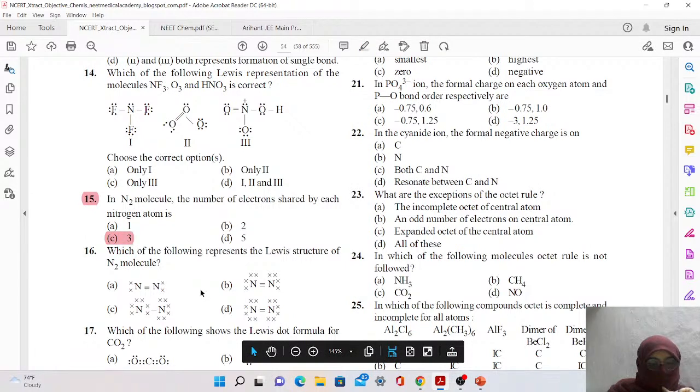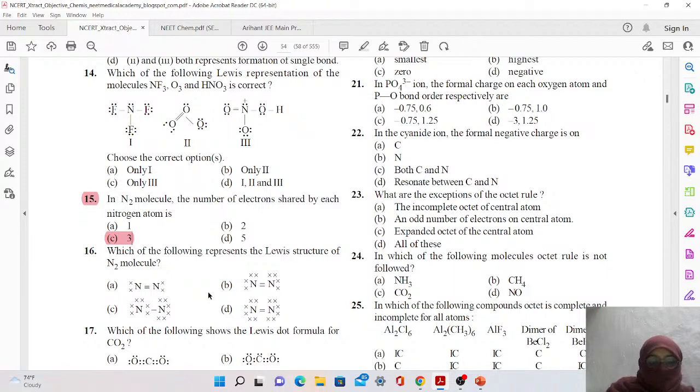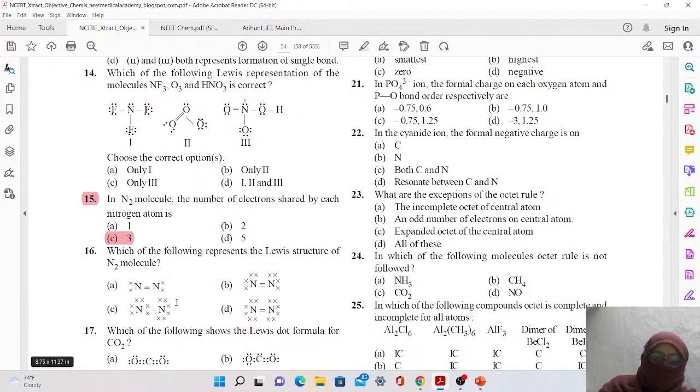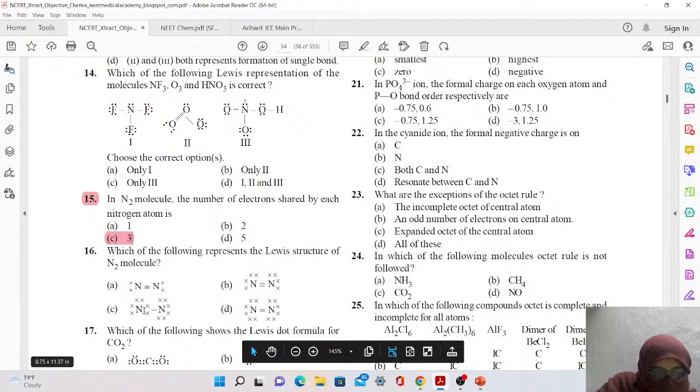Let us just check the 16th one. Again a Lewis dot structure, but this is represented in the form of cross lines. So which of the following is a Lewis structure of nitrogen molecule? You got that between two nitrogens, there are 3 bonds, right? So we'll just neglect the ones which are wrong. In exam, please do it like this only because we have very little time. N2 forms 3 bonds. You can see that here C is forming a single bond, and D is forming 2 bonds, which is wrong. So C and D are totally wrong.